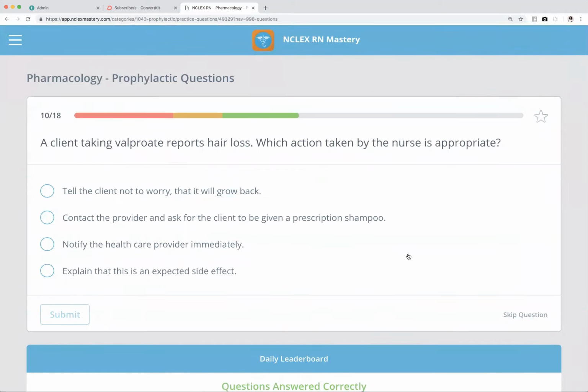Okay, a client taking valproate reports hair loss. Which action taken by the nurse is appropriate? Here we see this keyword appropriate, okay? Our test taking strategy tells us that with appropriate, most appropriate, whatever it may be that has appropriate in it, you have to look at something that is therapeutic, okay?